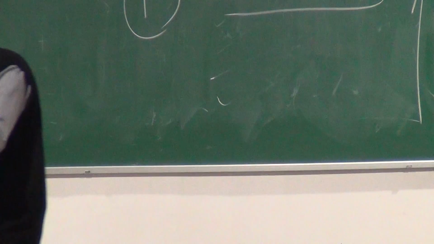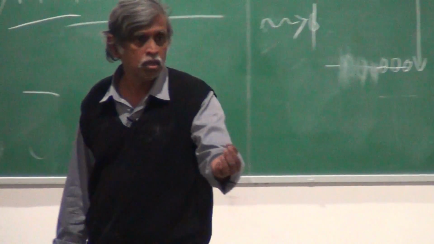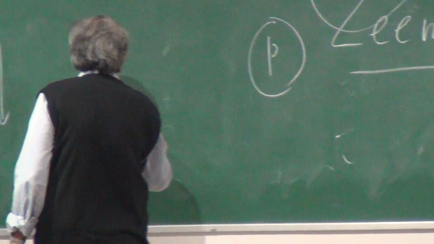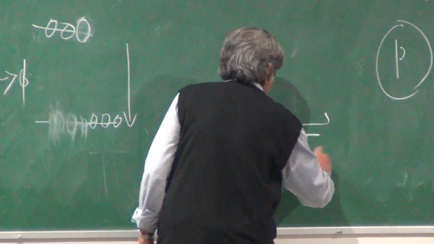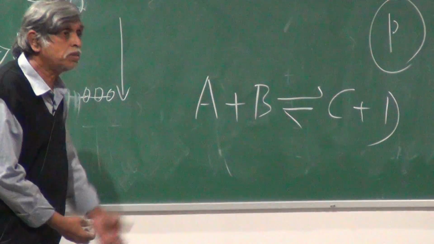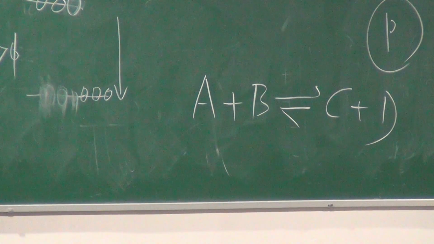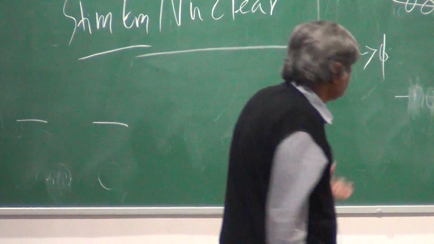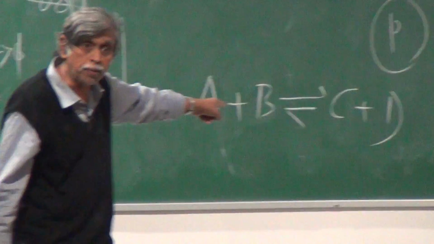This is exactly what happens in an equilibrium reaction. A plus B giving you C plus D. You all know that, right? What happens there initially? In an equilibrium reaction, I start with A plus B. I put it into the beaker. What will happen initially? A plus B will give me C and D. To begin with, that will happen.